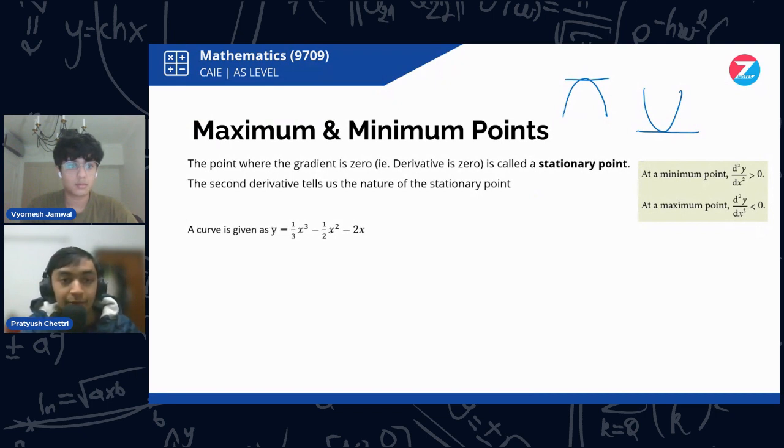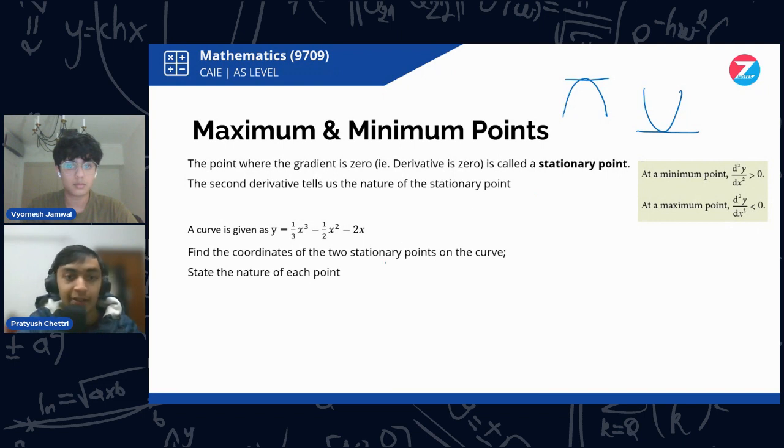Here's a curve given. Find the coordinates of the two stationary points and give the nature of each point. How do we do this? Very simple. First, differentiate it. dy/dx is equal to, oh, would you look at that? Third times 3, x squared minus x minus 2. Is that right? Yes. And since dy/dx is equal to 0, you can say this is equal to 0.